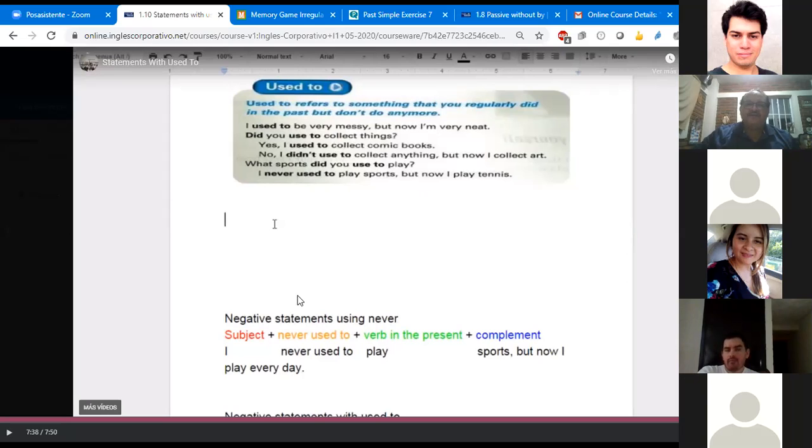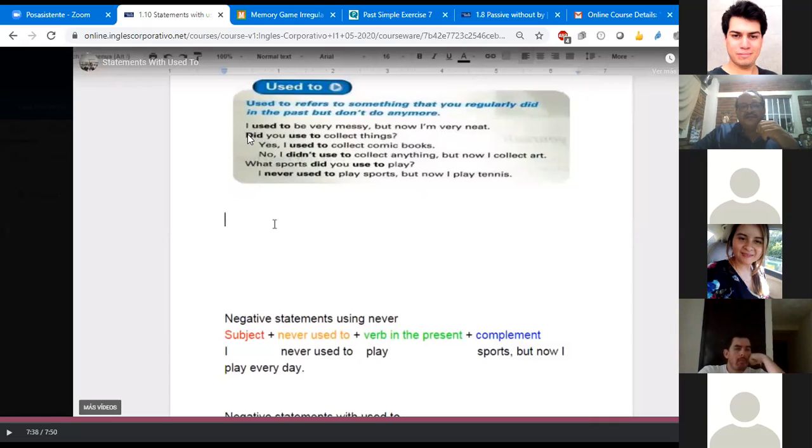But now you can say, for example, when I was a kid, we used to do our homework in the notebook. Now children do their homework in the computers. Okay? So this is things that have changed. Okay, this is affirmative or positive.